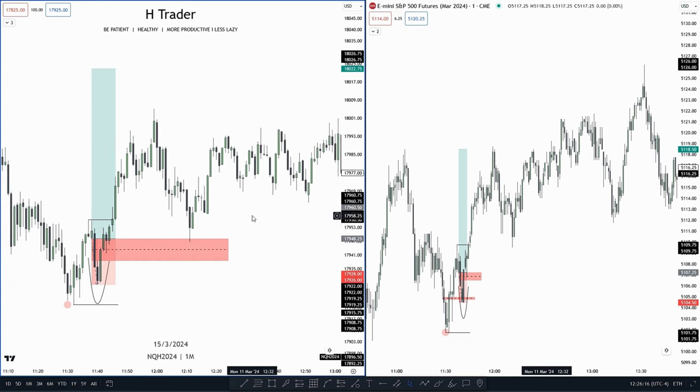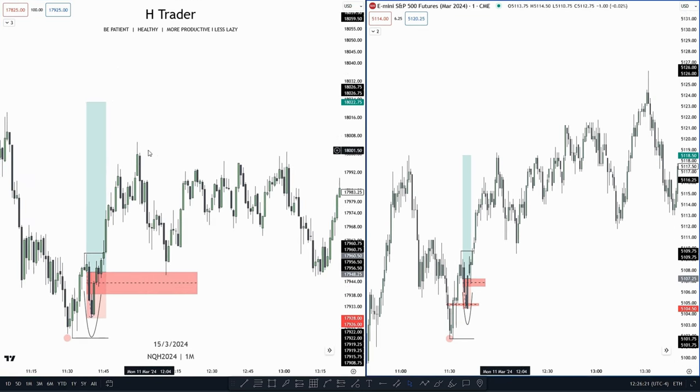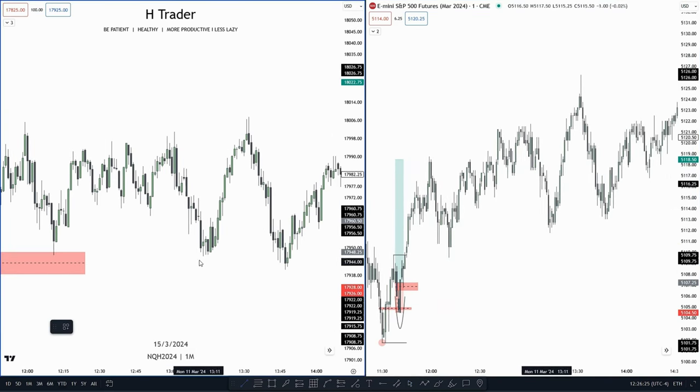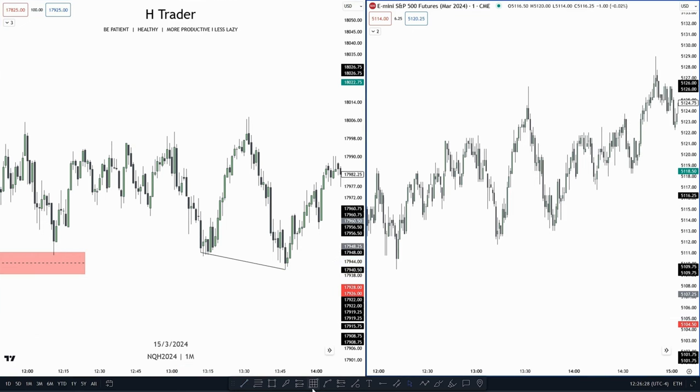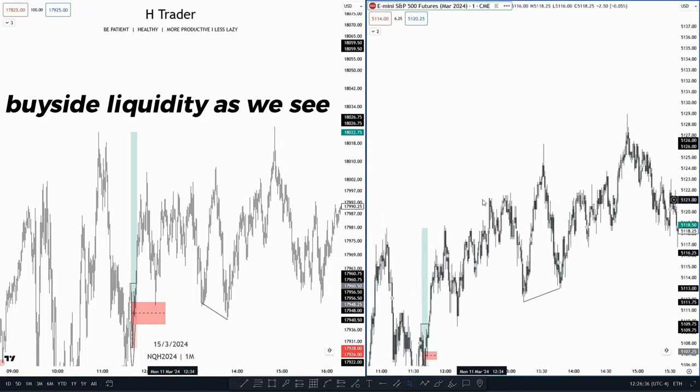Then price moves higher, creating another SMT on this high, then moves lower again, and then creates another SMT, as we see within here. And then lastly, takes off, taking out that buy side liquidity as we see.